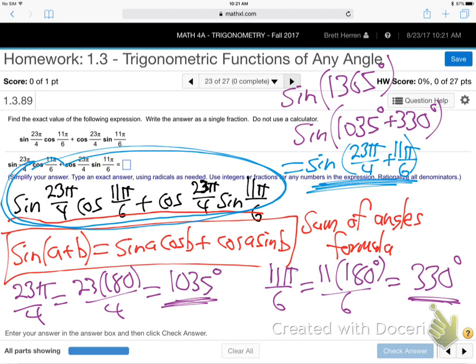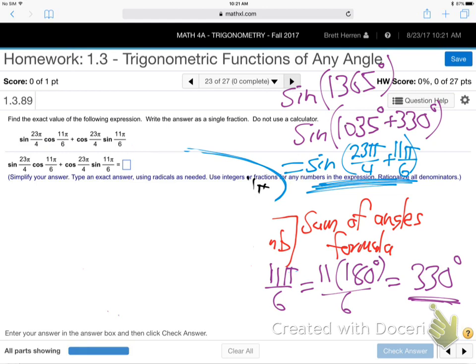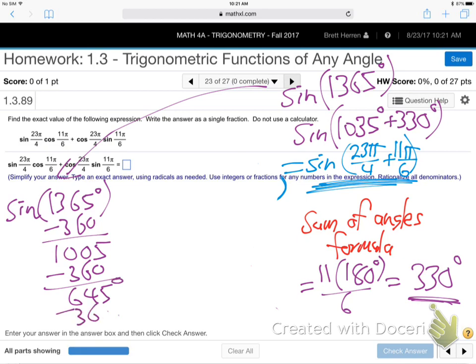But again, I don't have a calculator, so now I've got to erase all this and find out what is the sine of 1365 degrees. So let's try that. What's the sine of 1365 degrees? Well, you know what we've got to do? Start subtracting 360s, right? So 1005, subtract 360, 645. Subtract 360, 285. All right, we're getting better. So it's the sine of 285.